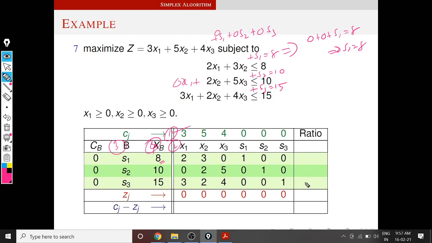Then we have to compute the zj's. All the zj's are 0 because it is cb into the respective column. Initially all the cb's are 0, so this becomes 0, then 3 minus 0. Okay, so this is the value.